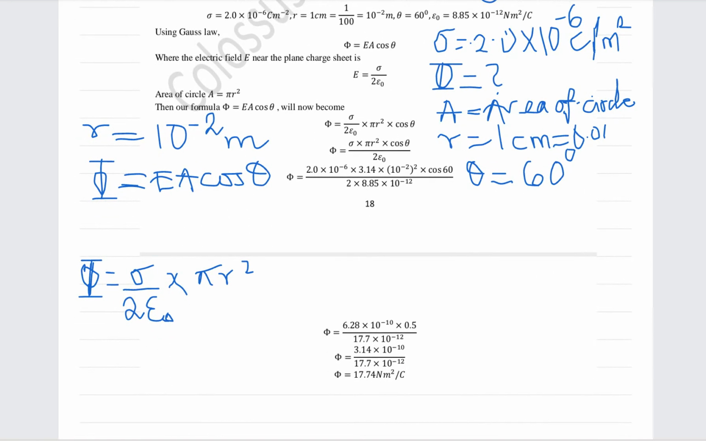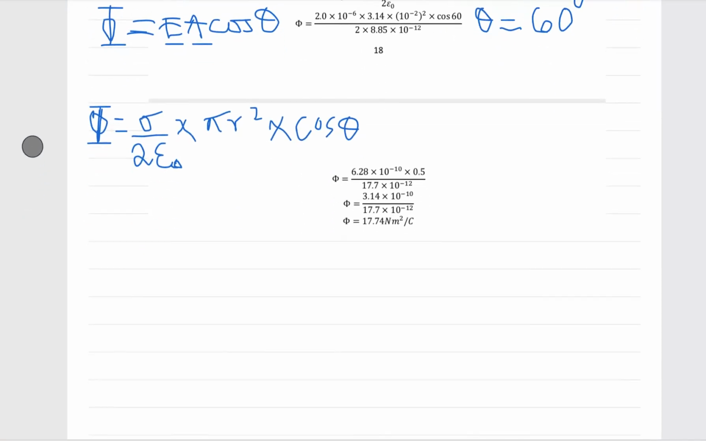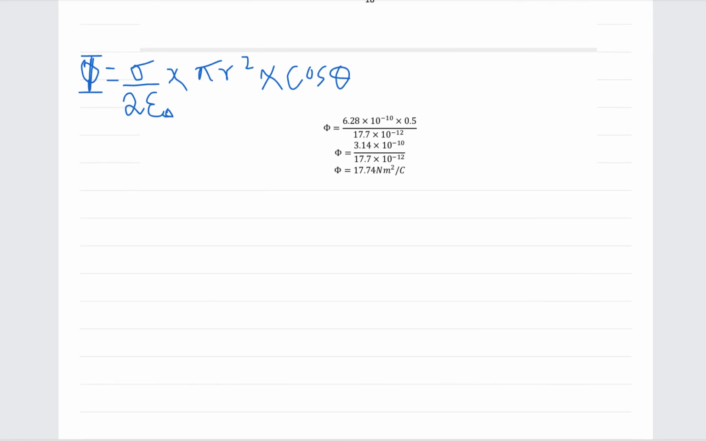Alright. So we've written our E, we've written our A. Then multiply by cos theta. So that is the formula we are going to be using. So now I just need to put in my parameters. What will be my parameters?